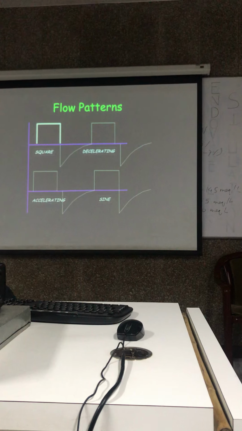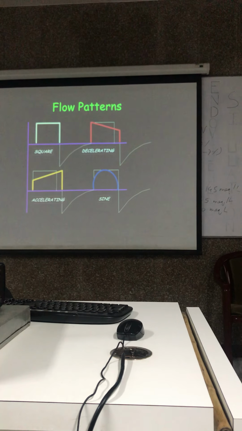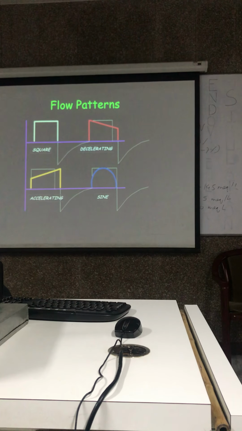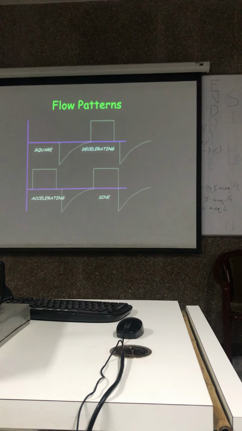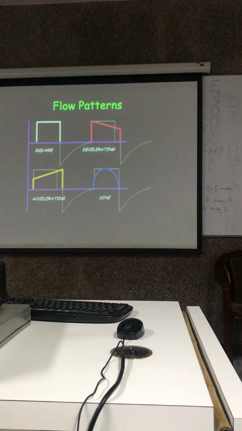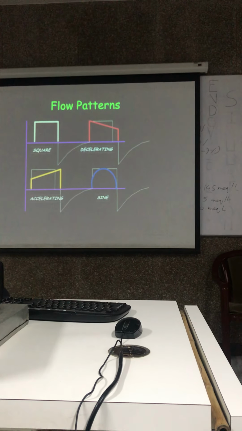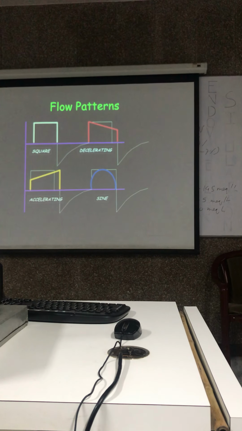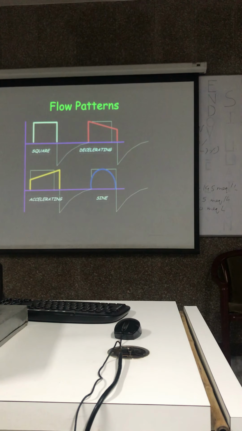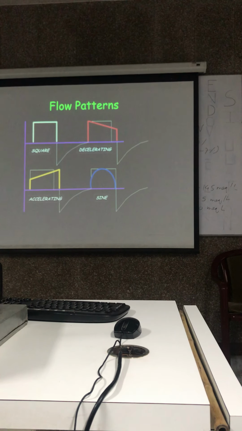Okay. Now if you look at the breathing pattern, the flow patterns can be different. You can have a square form, there's a decelerating form, or what is called a descending ramp. This is called a descending ramp, or a decelerating flow. This is an accelerating flow, and this is a sine form of flow.